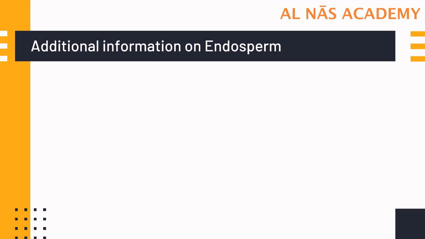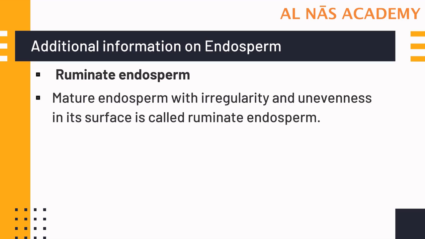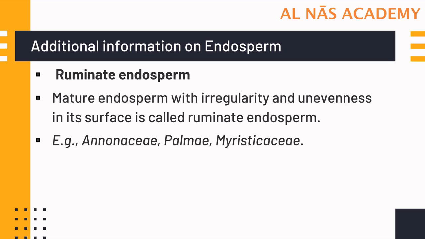Let us have some additional information on endosperm. There is one more type of endosperm which is known as ruminate endosperm. When the mature endosperm shows irregularities and unevenness on its surface, it is called ruminate endosperm. This rumination is caused by the activity of the seed coat or by the endosperm itself, and it is found in 32 families of angiosperms. Examples of ruminate endosperm are Annonaceae, Palmae and Myristicaceae.